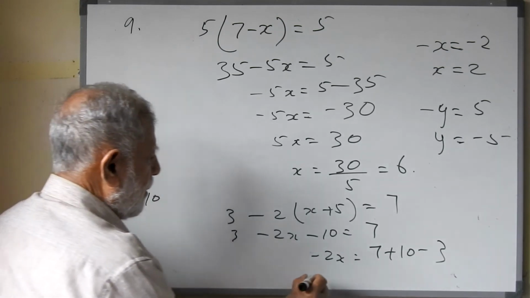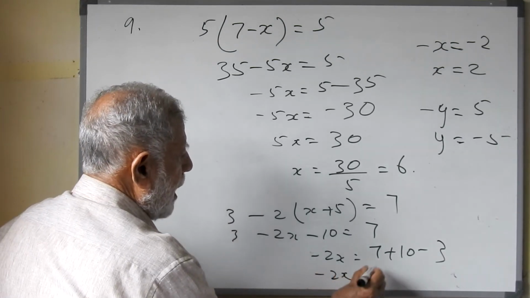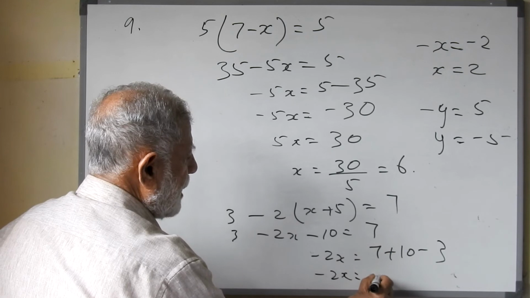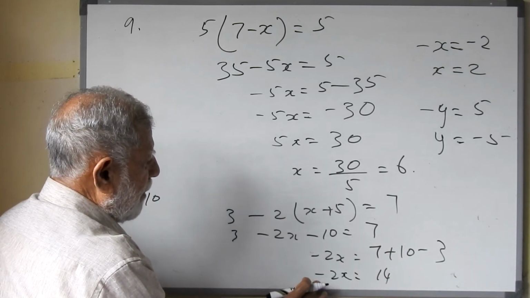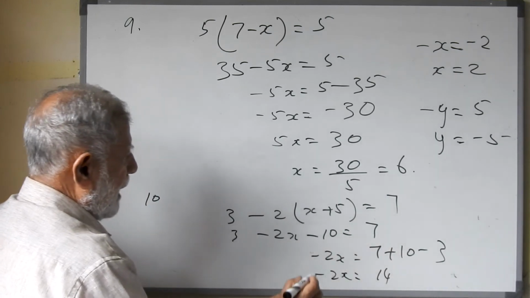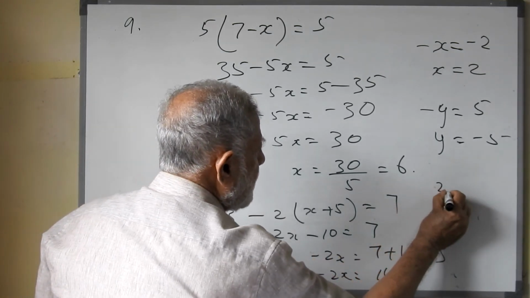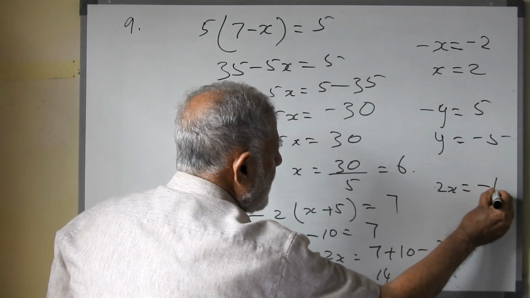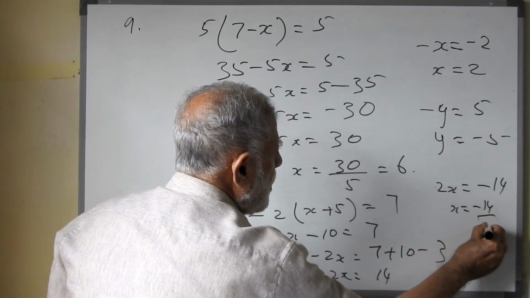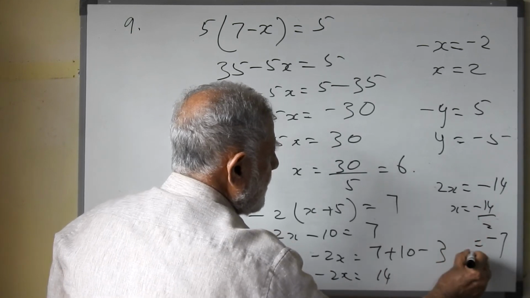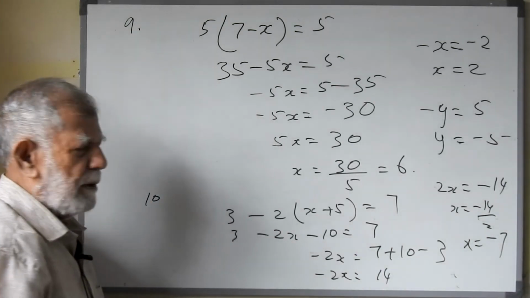So this will be minus 2x equals 10 and 7, 17 minus 3 is 14. So I told you, when minus is on this side, bring the minus on that side. So it will be 2x equals minus 14. So x is equal to minus 14 upon 2, that is equal to minus 7. The final answer, x is equal to minus 7.